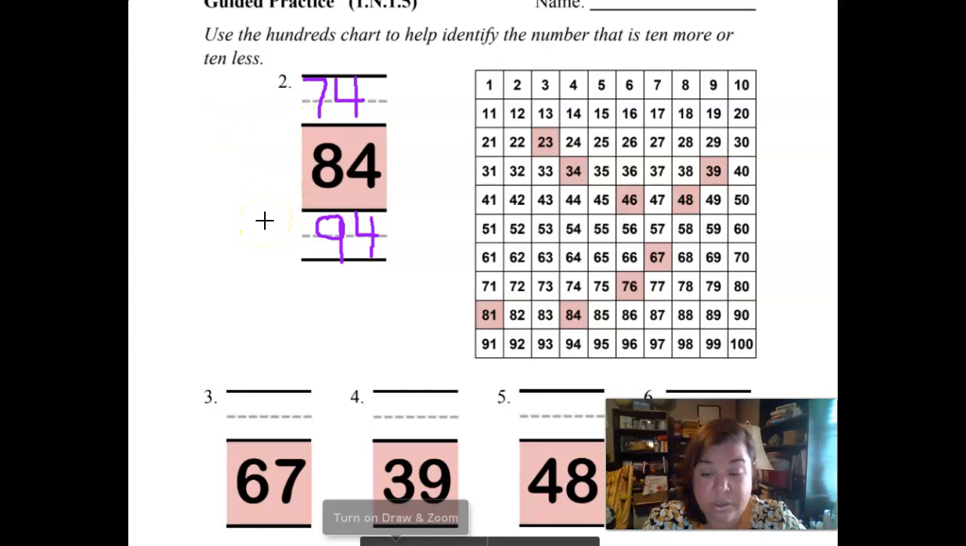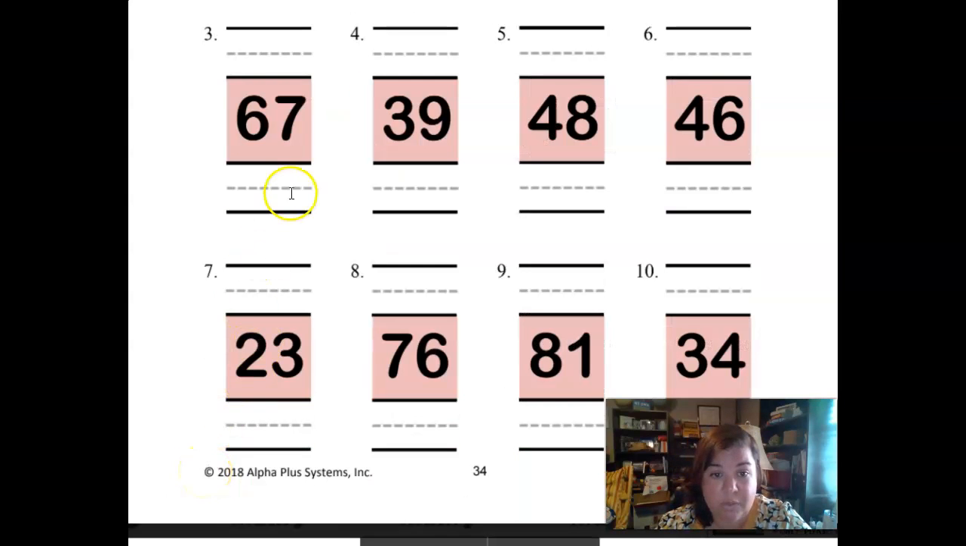So go get your whiteboard or your piece of paper if you don't have it already. Pause the video and run and get that so we can do some practice together, okay? So I want you to try 3, 4, 5, and 6 on your own. You have 67. What number is this? Say it out loud. 39. What number is this? Say it out loud. 48. And this one? 46.